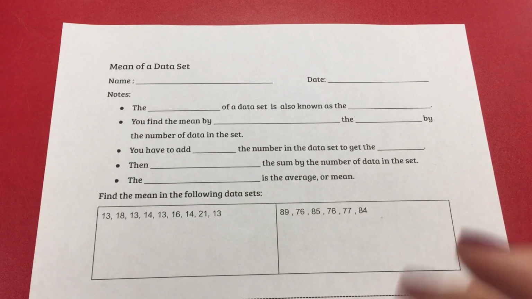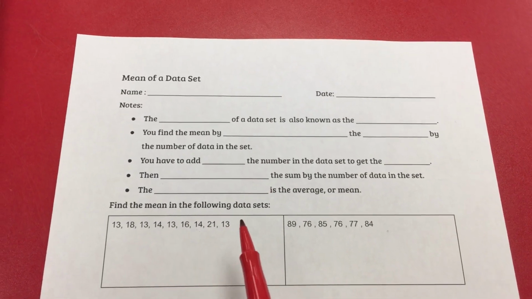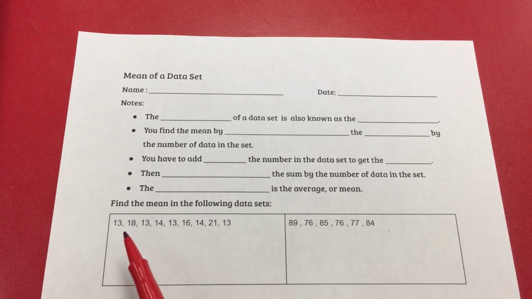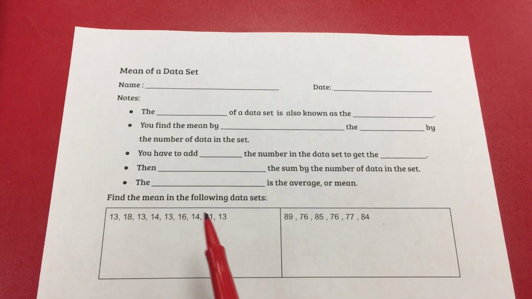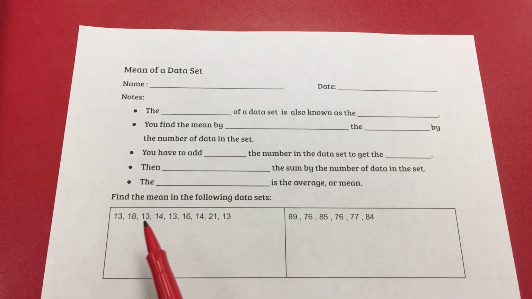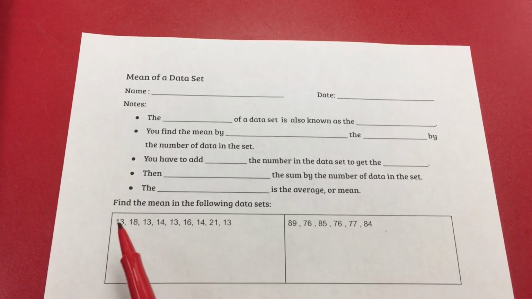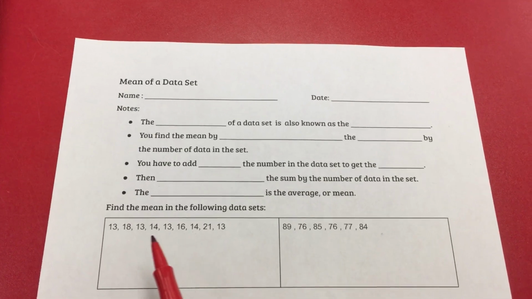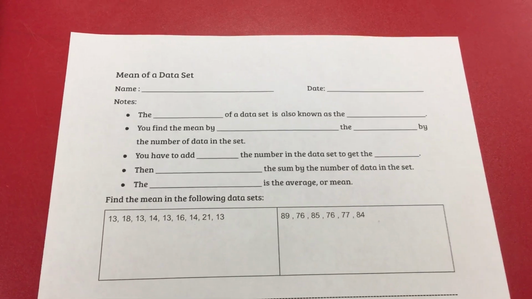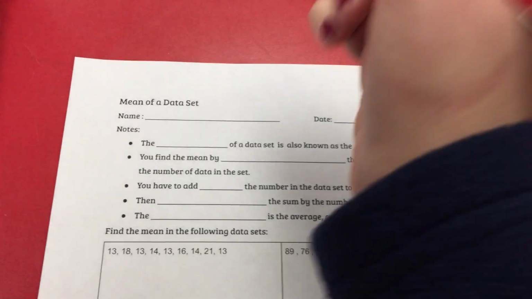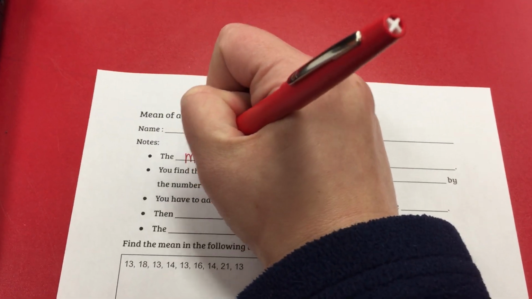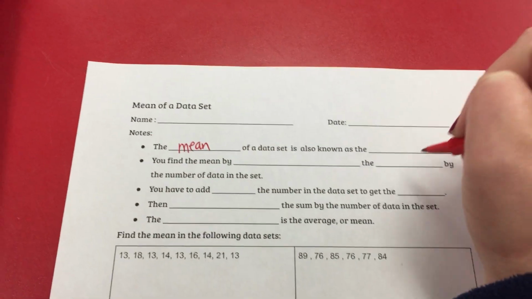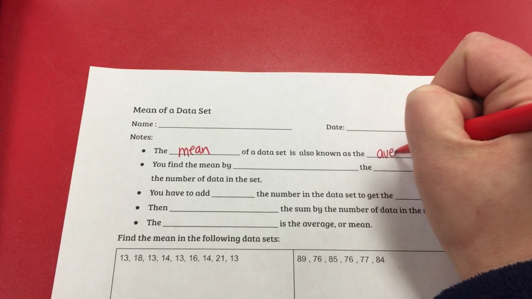So we're talking about sets of data. We're just talking about groups of numbers, and these groups of numbers might be how many kids are in each classroom. It might be how many pizzas a person can eat. It could be the test scores on a test, although I hope not because those are all really low test scores. So when we're talking about a mean of a data set, we're just talking about the average.